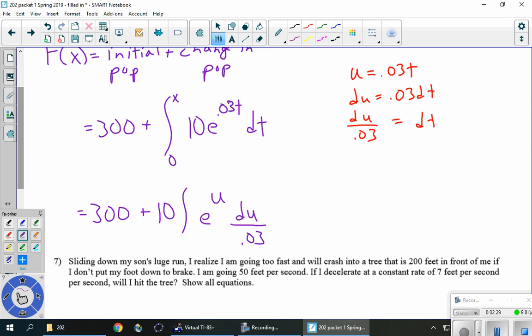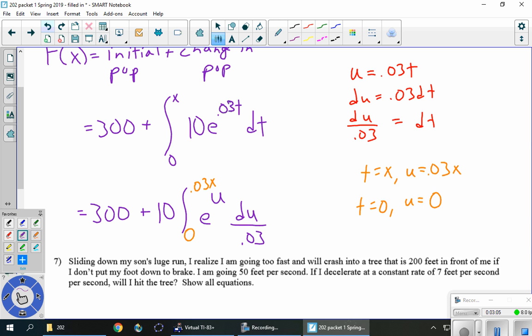And then instead of going 0 to x, I really do need to change that right now because 0 and x are values of t, and we're supposed to be putting in here values of u. So if t equals x, then u equals something, and if t equals 0, then u equals something. U is always 0.03 times t. So 0.03 times x, and 0.03 times 0 is just 0. So those are the two new limits of integration, 0 and 0.03x.